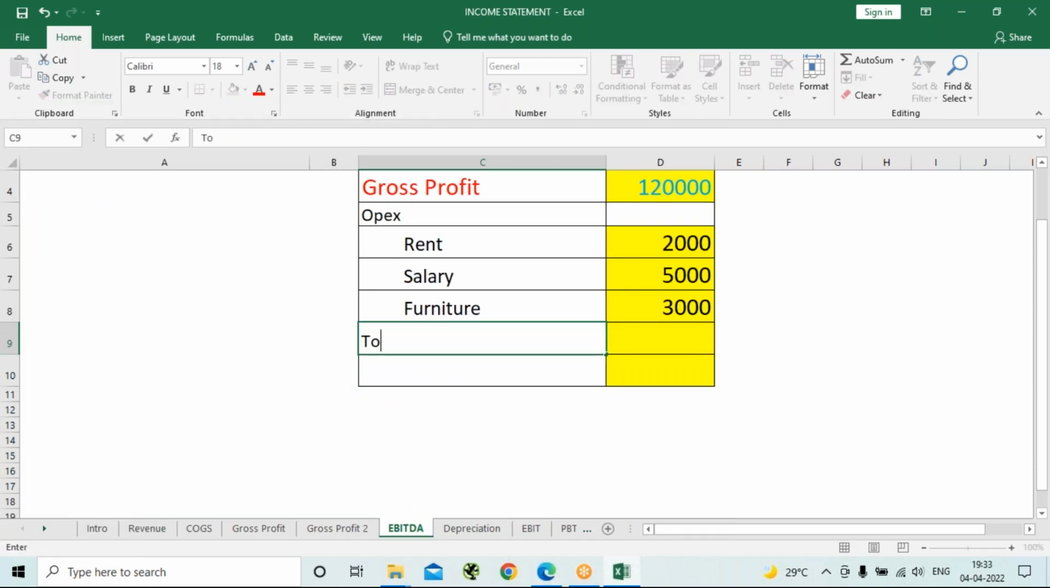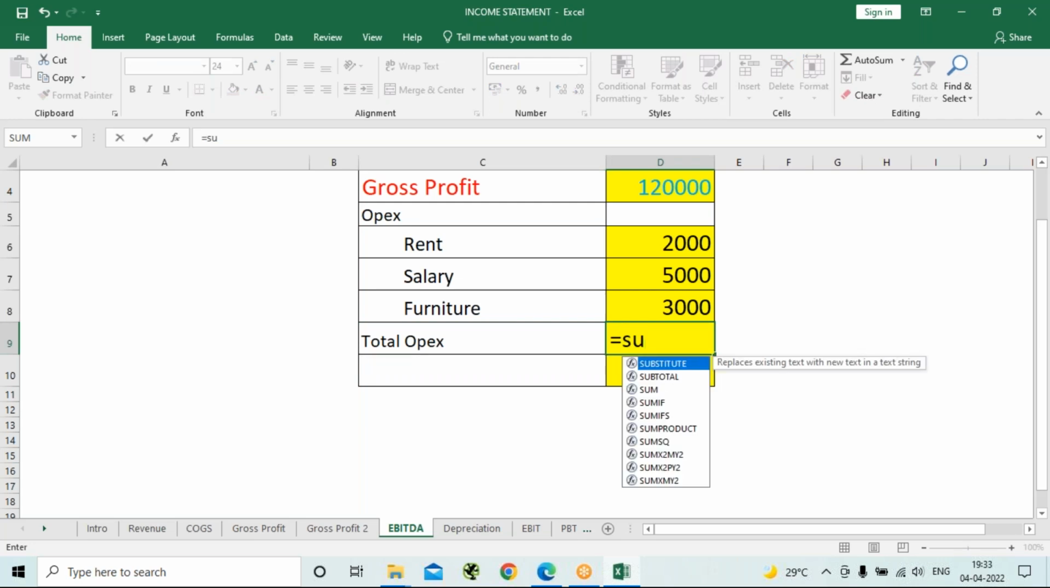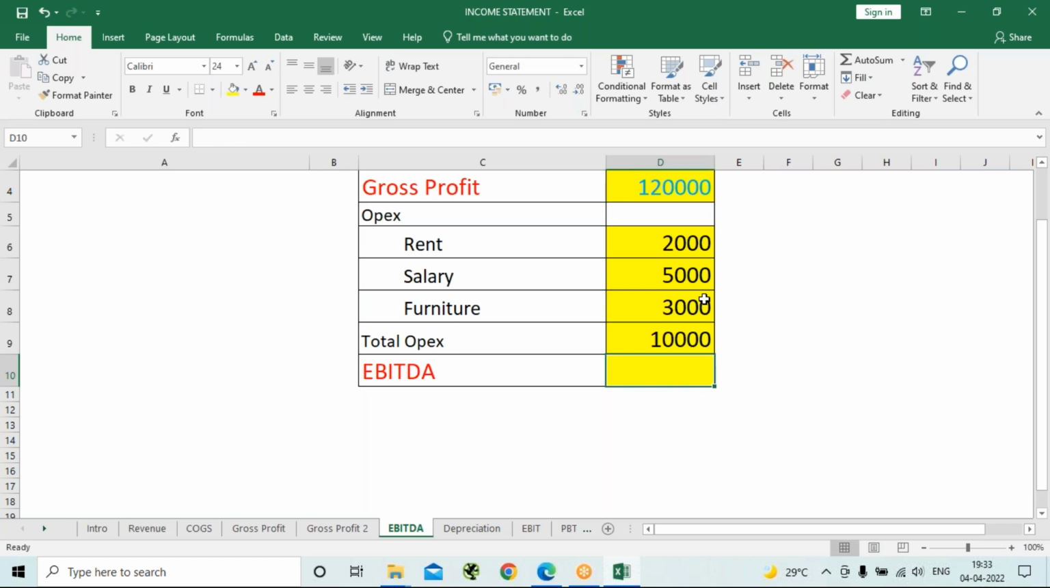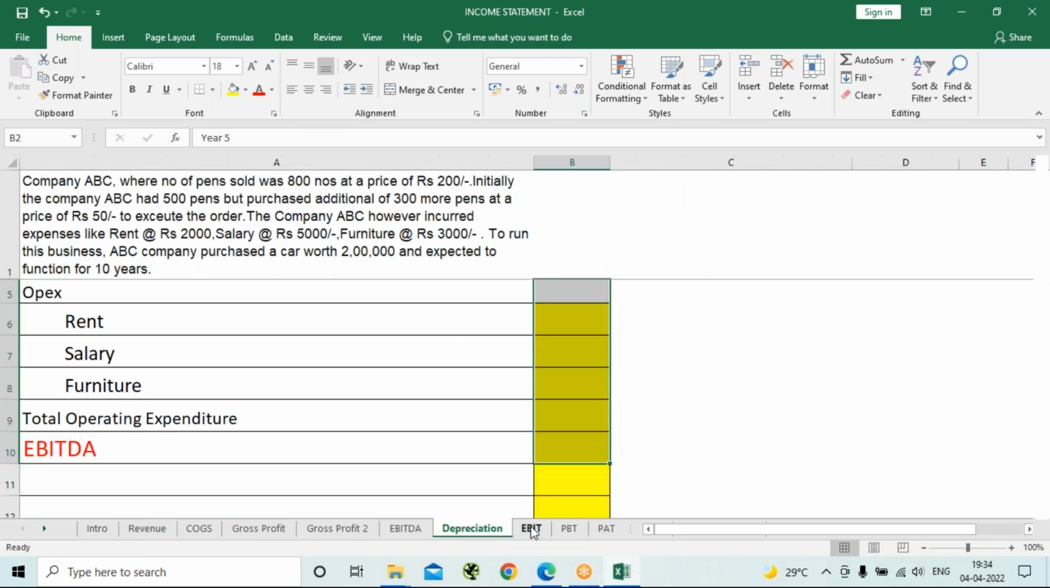Okay, so let me calculate total OPEX value equals sum of all the values, and the value you have calculated as OPEX should be subtracted from the gross profit value, which gives you the EBITDA value. That is, EBITDA value equals gross profit value minus the total OPEX. So this gives 1,10,000, and this value should be carried forward to the EBIT calculation.